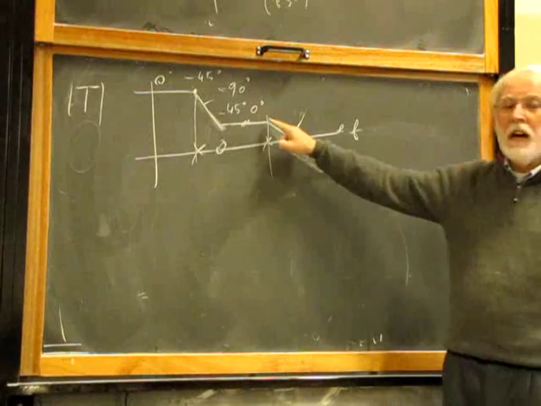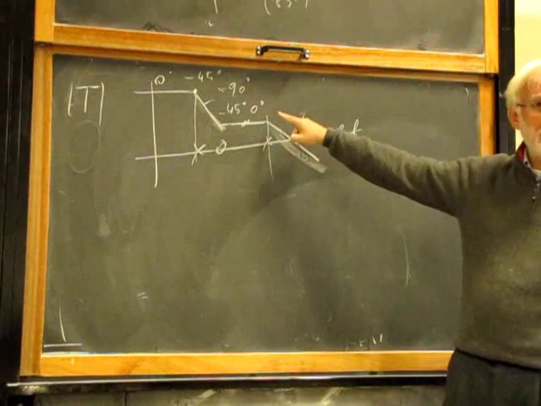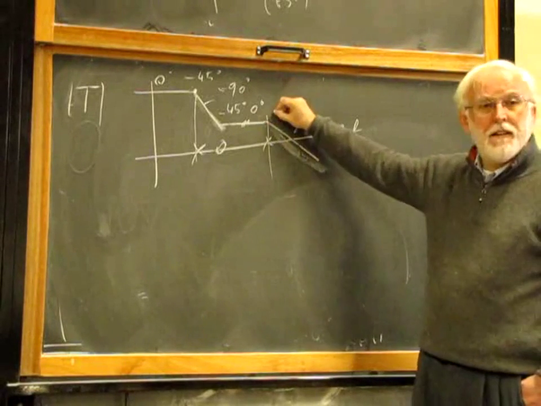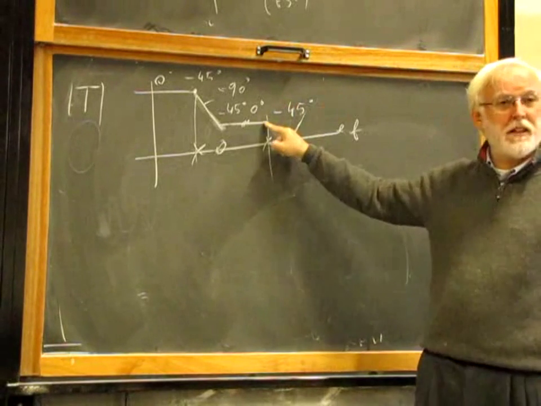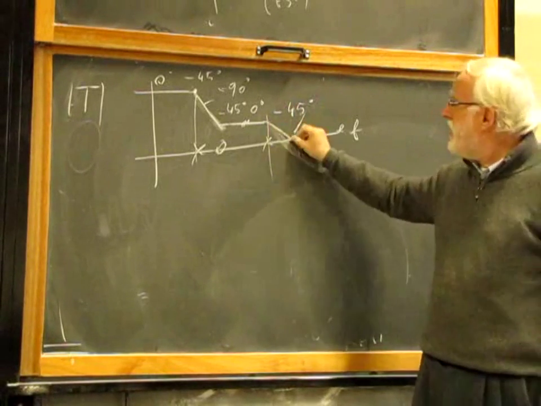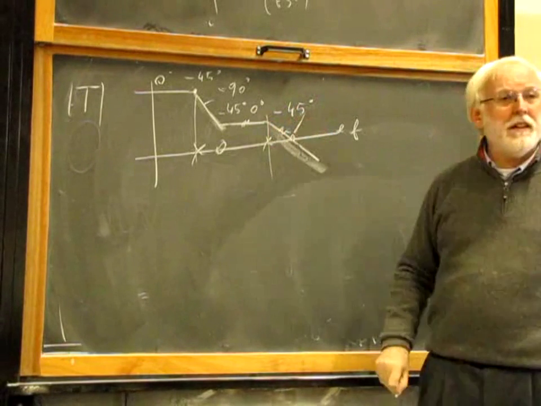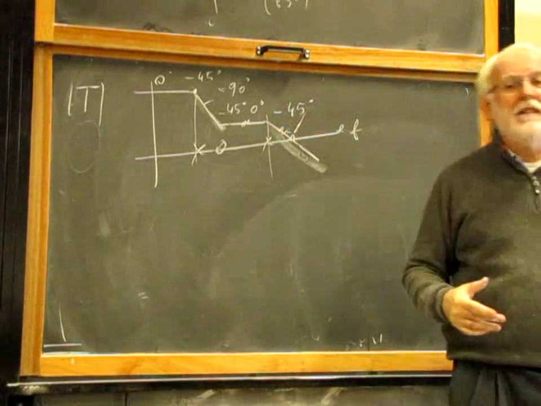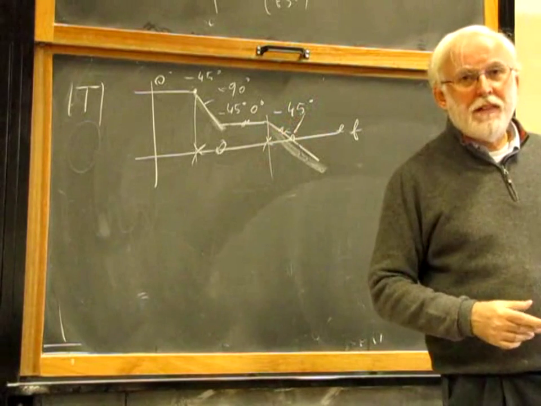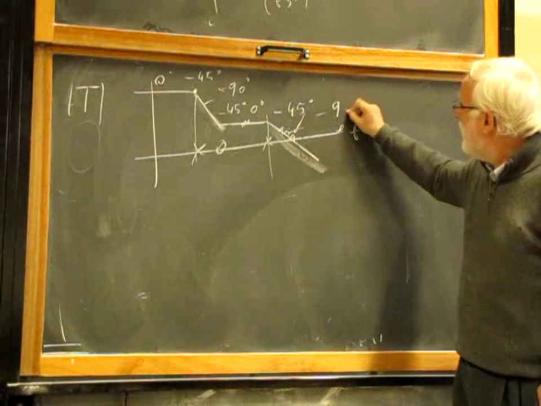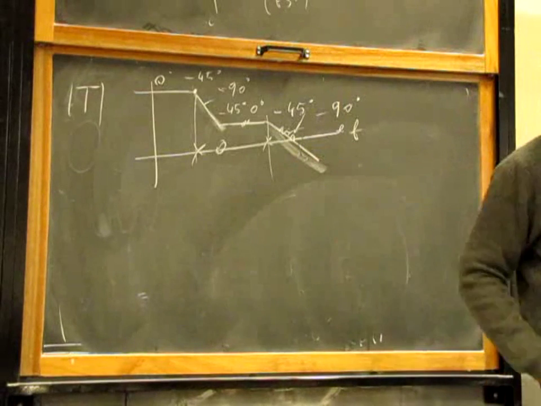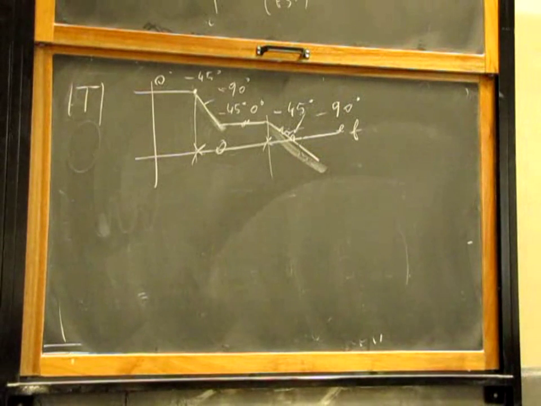Here, another pole, phase is minus 90, negative 45 degrees, because it's just at the frequency of the pole. Here, far after the pole, we have negative 90 degrees. How much is the phase margin? 90 degrees. Stable or unstable? Stable. Good.